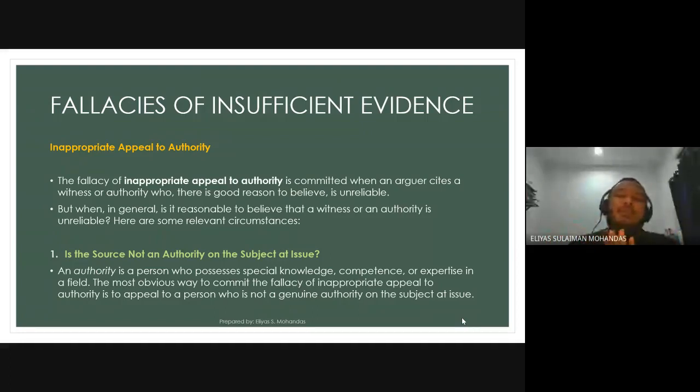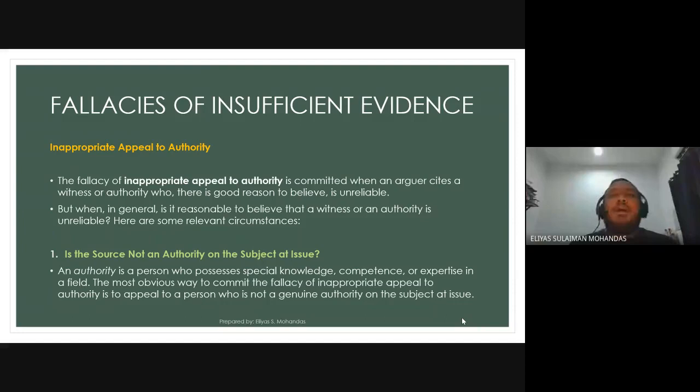Okay, the first question that you want to ask yourself is: is the source not an authority on the subject at issue? An authority is a person who possesses special knowledge, competence, or expertise in a field. The most obvious way to commit the fallacy of inappropriate appeal to authority is to appeal to a person who is not a genuine authority on the subject at issue.